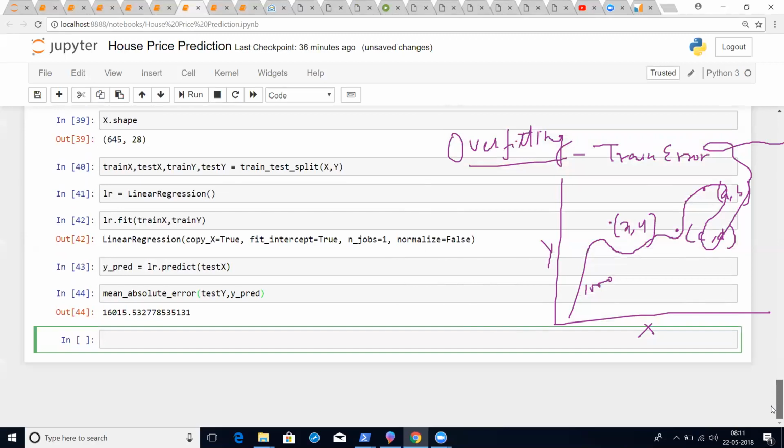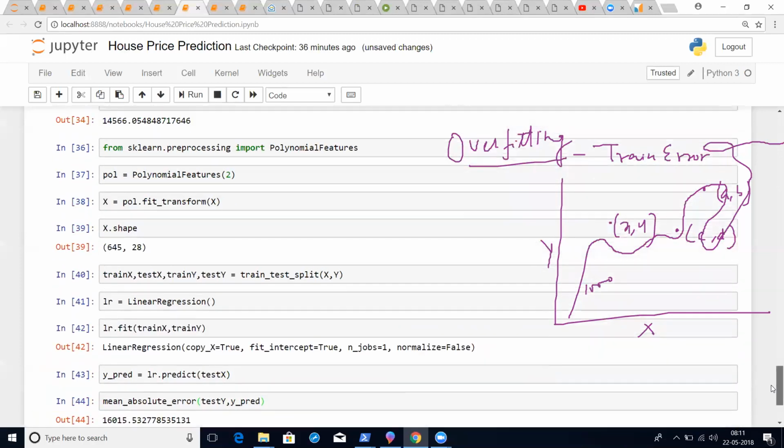So which one is better? Can you see the error is 1600 something now? Earlier it was 1400 something. Which is the better thing? The first one. Error should be low, right? Cost function should be low, because cost function is a function of the actual value and the predicted value. In this case, degree 1 is a better model than degree 2.